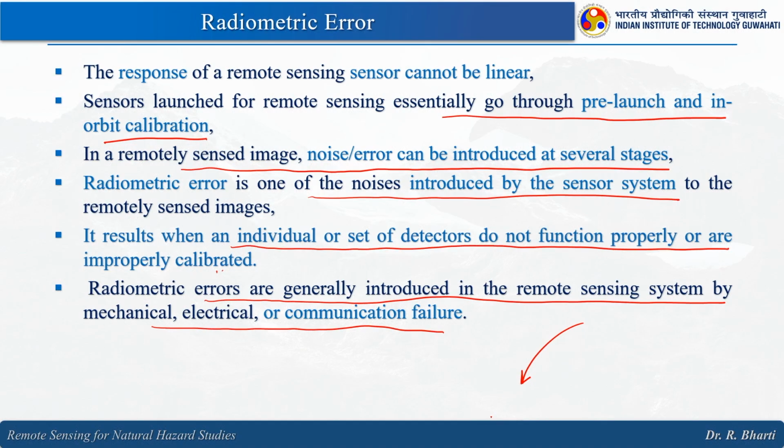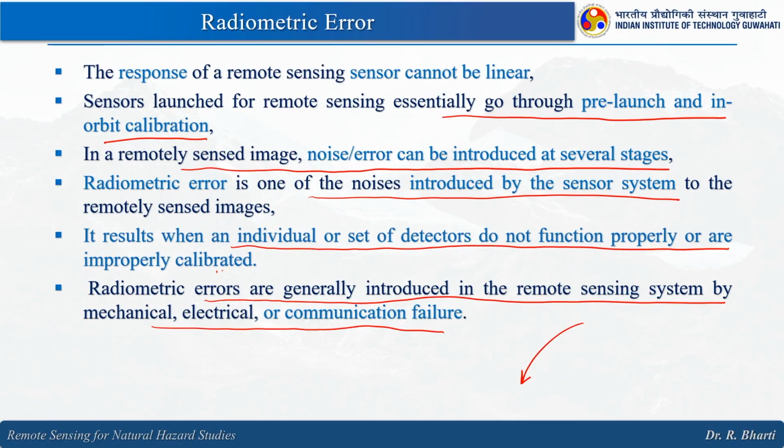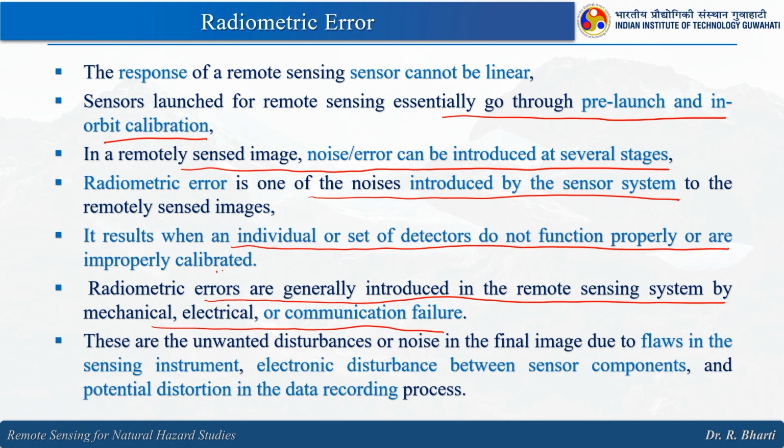Sometimes the detector stops working, sometimes for a moment, sometimes for a longer period. Sometimes during the data transfer to the ground station there is a loss of signal, because of that there may be a change in the value or missing values in your image. These are the unwanted disturbances or noise in the final image due to flaws in the remote sensing instrument, electronic disturbances between sensor components and potential distortion in the data recording processes.